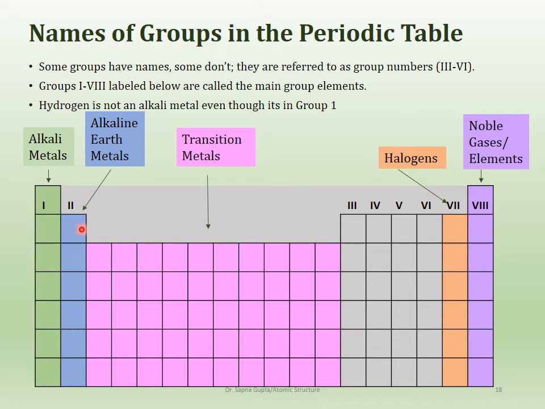Group number 2 is called the alkaline earth metals. These ones in the middle are called the transition metals. No names for some of this, thank God, so you don't have to remember so much. Group number 7 is called the halogens. And then the last one, these are called the noble gases or noble elements. So you do have to remember all of these names. You should be able to classify the periodic table. If I give you an element from anywhere in the periodic table, you should be able to tell me where it belongs, and what group it is in.